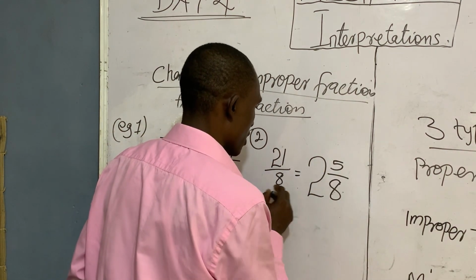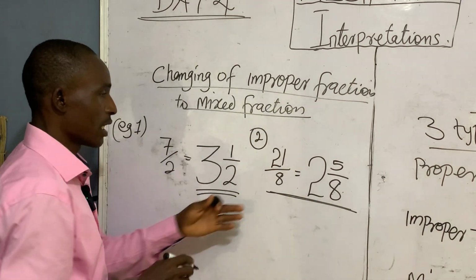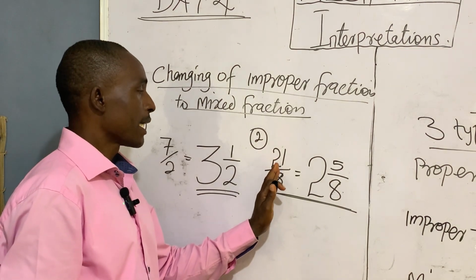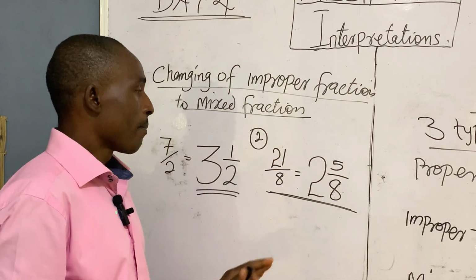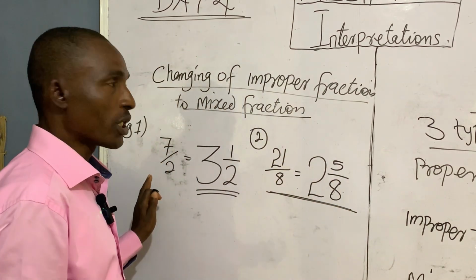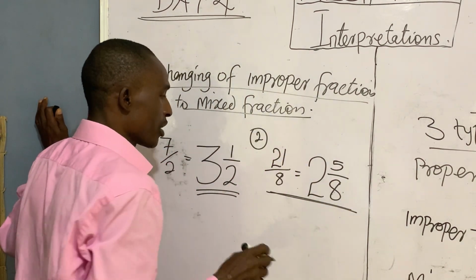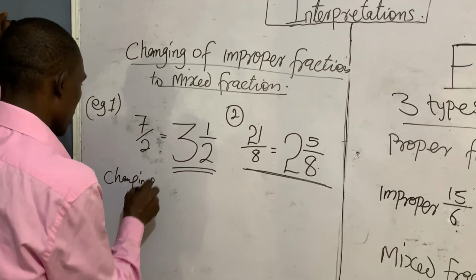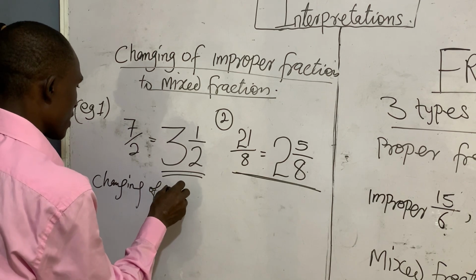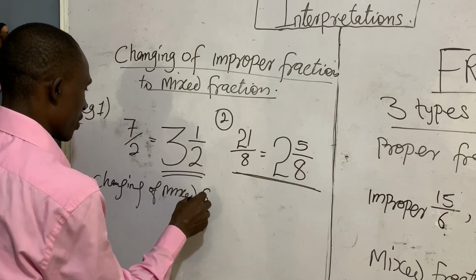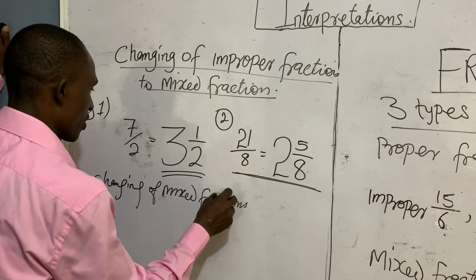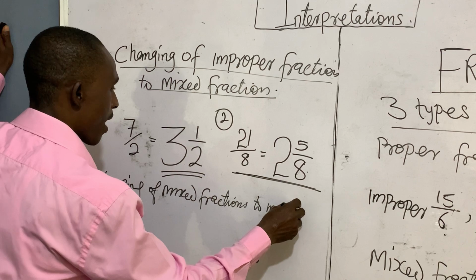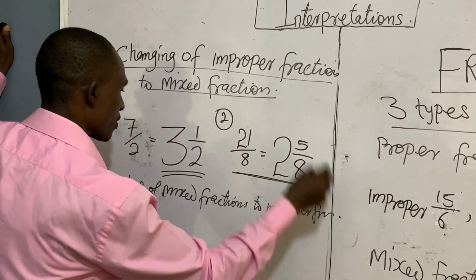Over 8. All these are what? From changing improper fraction to mixed fraction. But let me quickly use this one to also do it for you, to return it. So the return, that is changing of mixed fraction to improper fractions.